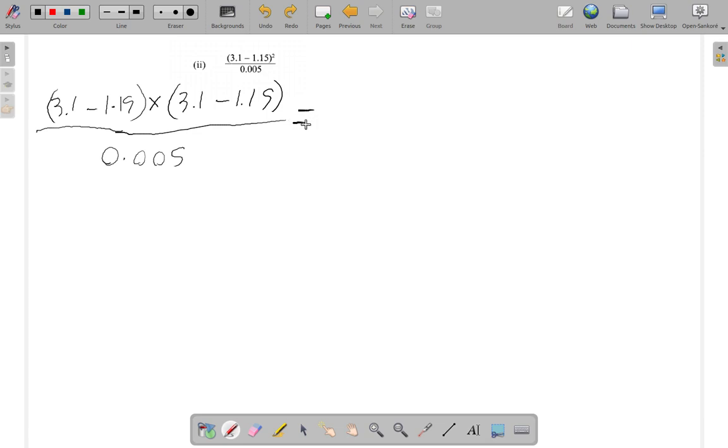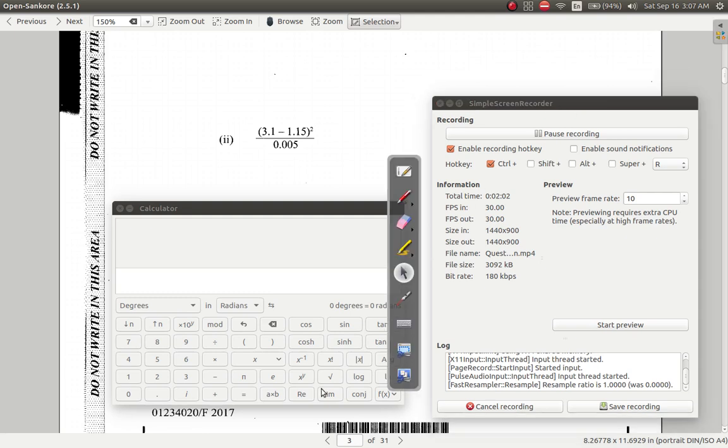Now you use a calculator just to save your time. We should be able to do this by hand, right? But since you're in the exam, so you have 3.1. Let me see if I can get my calculator here to help me out.